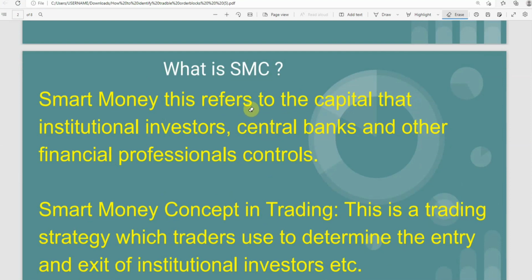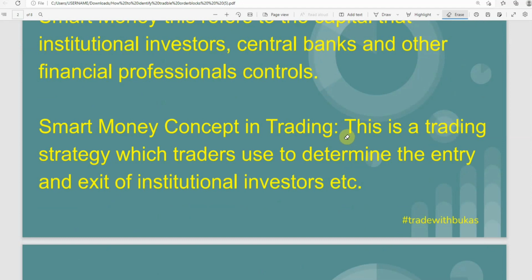Smart money concept refers to capital that institutional investors, central banks and other financial professionals control. It simply means institutional traders, central banks and banks, and also some big wallets, and how they move money in the forex market and also in the crypto market. Smart money concept in trading is a trading strategy which traders use to determine the entry and exit of institutional investors.